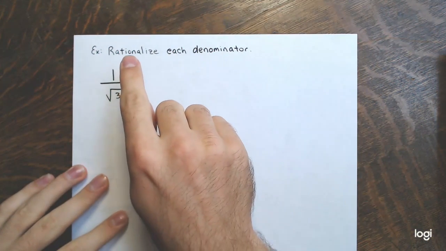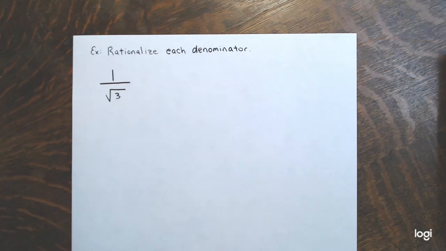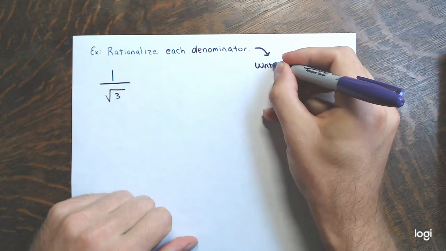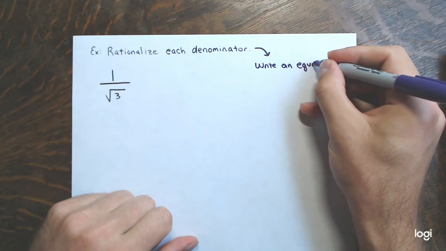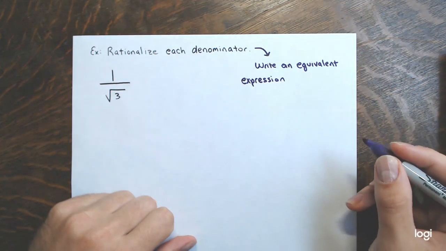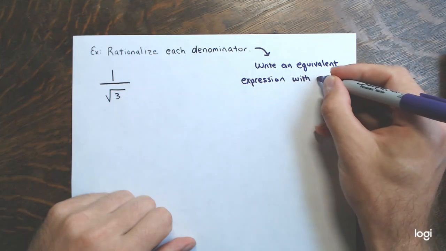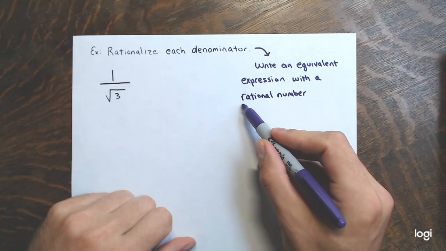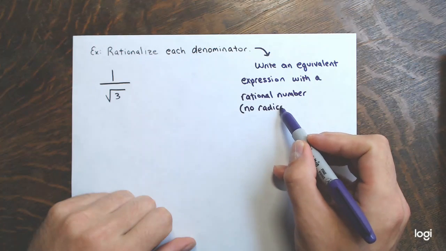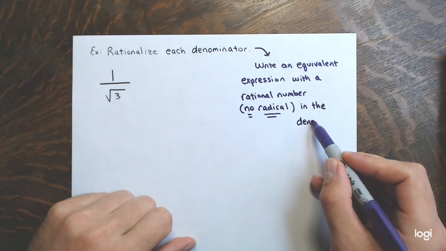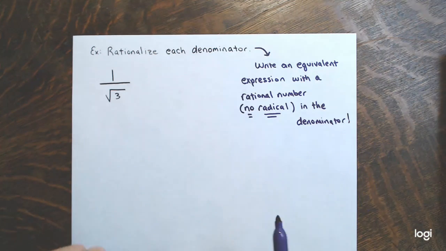So I'll write that out again. The instruction for all the examples today is to rationalize each denominator. And I said it out loud a second ago, but what this means is I'm going to write an equivalent expression with a rational number. Basically, no radical in the denominator. That's what we're talking about.